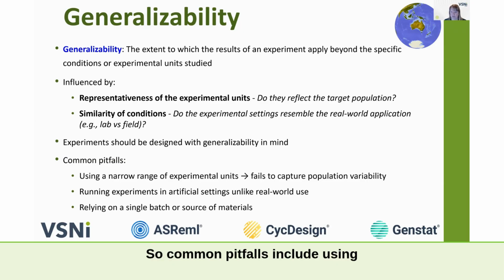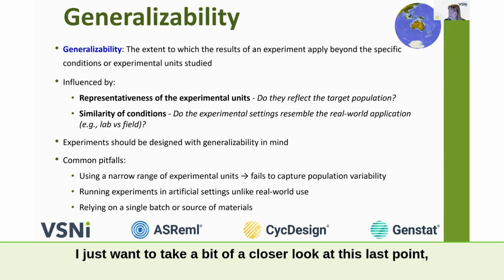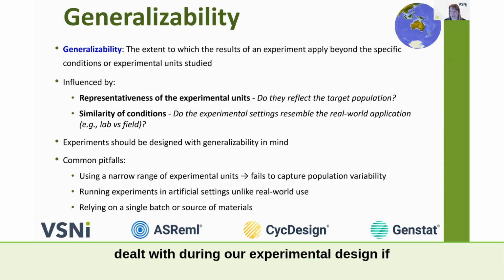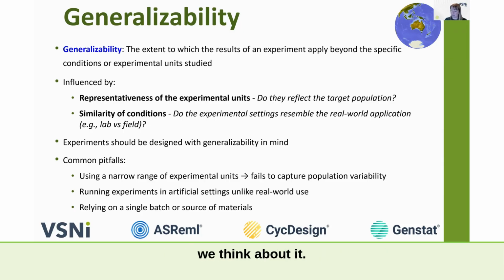So common pitfalls include using a very narrow range of experimental units, running experiments in highly artificial settings, or relying on a single batch of materials. Now, I just want to take a bit of a closer look at this last point because it's something that's often overlooked but can be dealt with during our experimental design if we think about it.